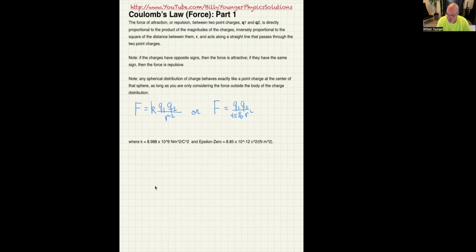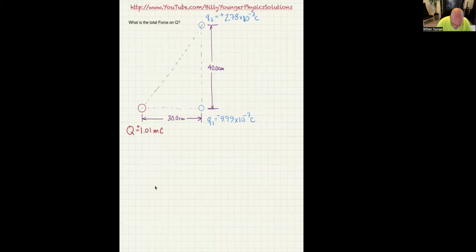Plus, it tells you exactly the direction, which is what we need. For vectors, we need magnitude and direction. So now that I've got that cleared, let's go ahead and attack a specific problem. Here's the problem I made up.